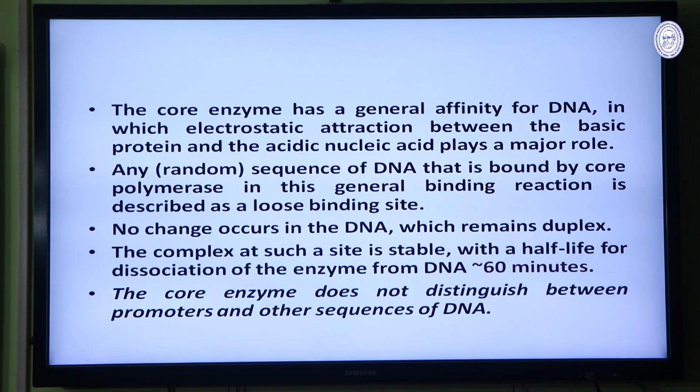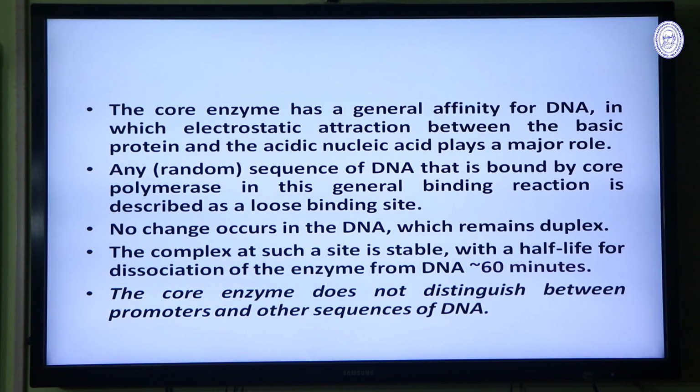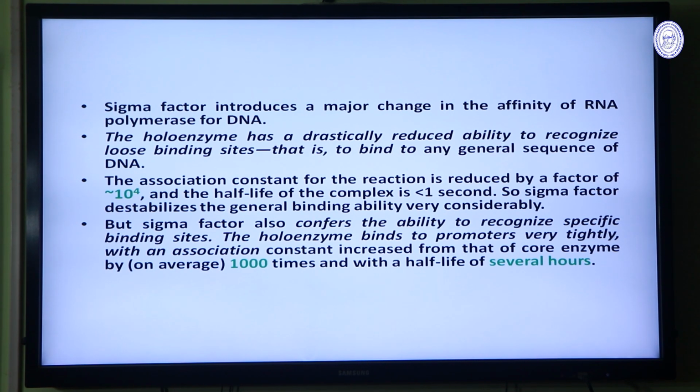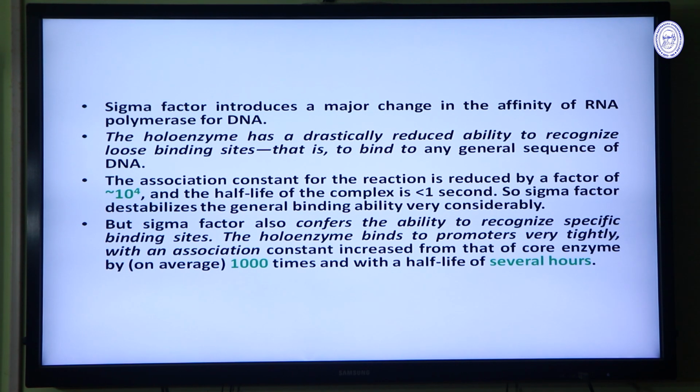Moderately, the complex is stable at those sites. They have a half life for dissociation of nearly 60 minutes. The core enzyme does not distinguish between the promoter and the other DNA sequences. For the core enzyme, it is the same for all the sequences of the DNA. Now, when the sigma factor comes and joins the core enzyme to form the holoenzyme complex, it introduces a major change in the affinity of the RNA polymerase for the DNA.